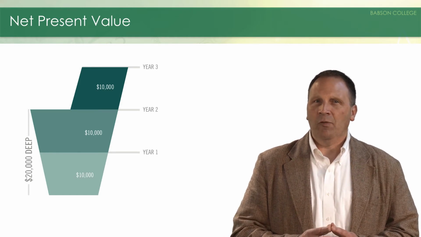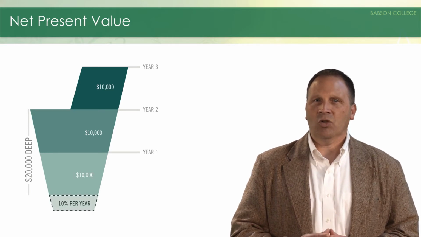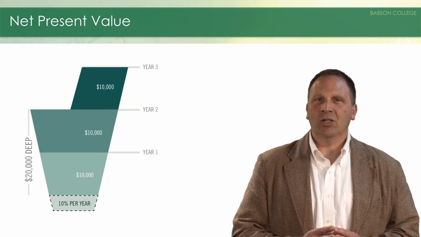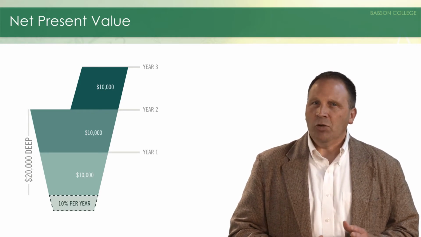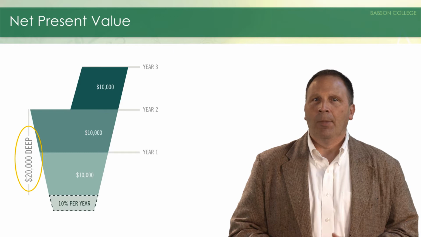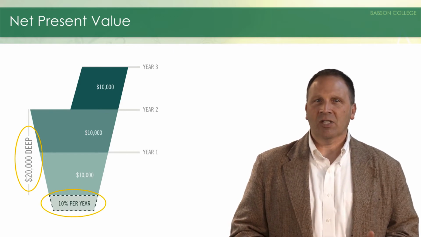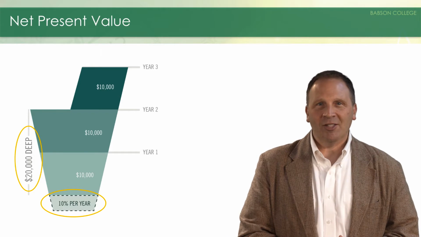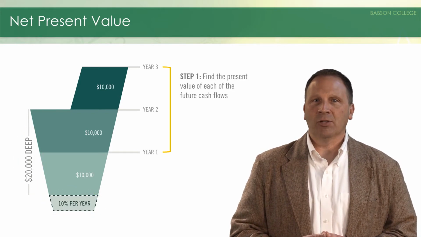But what if your investors expect a rate of return of 10% a year on the $20,000 they provided to you to fund the project? In that sense, the future flows of $10,000 per year need to account for not just the initial $20,000 investment, but also the 10% per year additional return the investors expect. To be able to do this, you must first find the present value of each of the future cash flows.